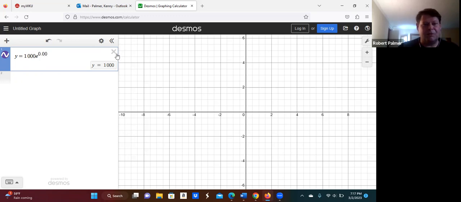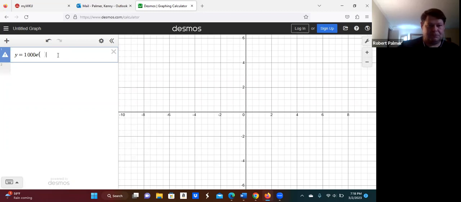Sorry, I'm having trouble with my keyboard actually. So let me just erase that and start over. Y equals 1,000 times e, and I'll also use parentheses just to make sure this works right. I'm sorry, I'm having trouble with my keyboard.